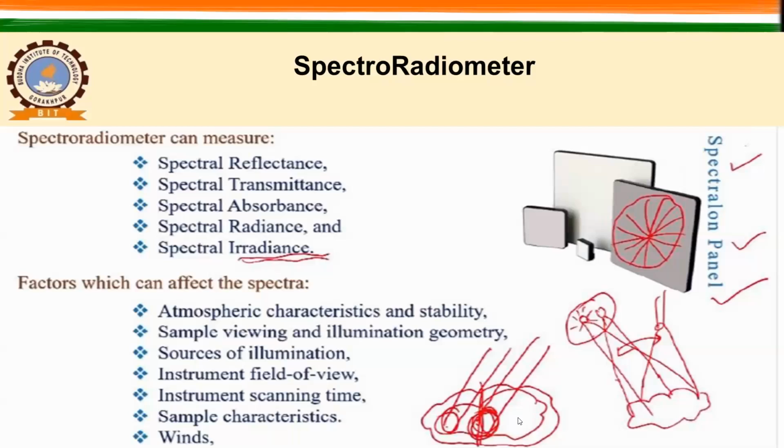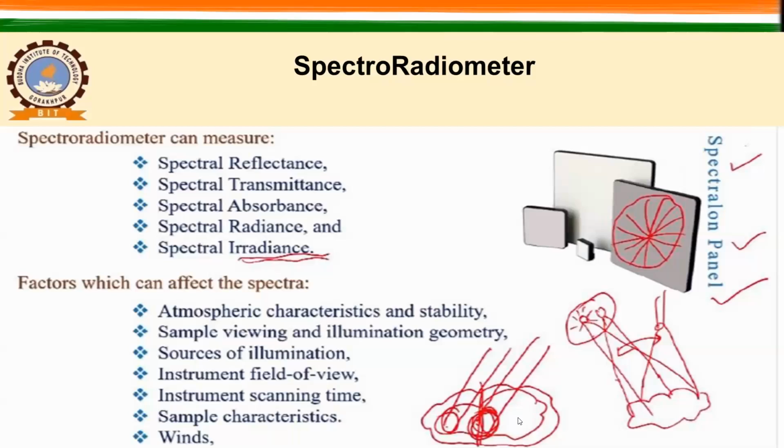Now, the factors which can affect these spectra, whatever we measure through our spectroradiometer, does not matter which brand you are using. So what are the factors which play a very critical role? Atmospheric characteristics and stability. This is very important and required throughout the measurement. Atmospheric characteristics means you need to know what kind of atmospheric constituents are present, right?